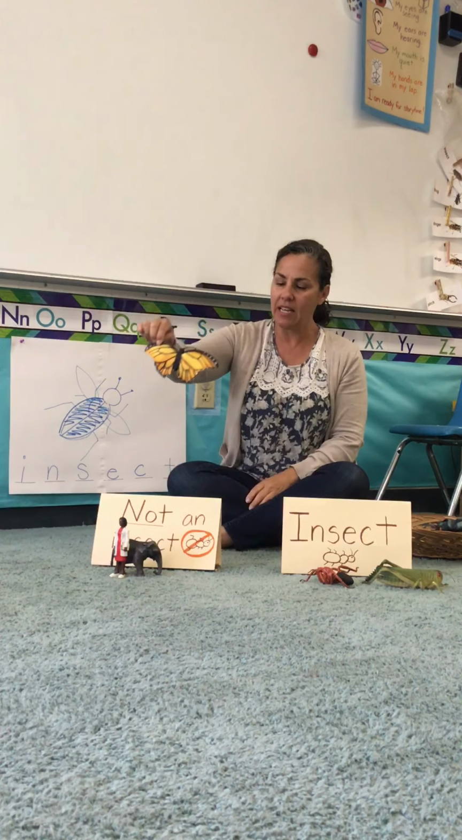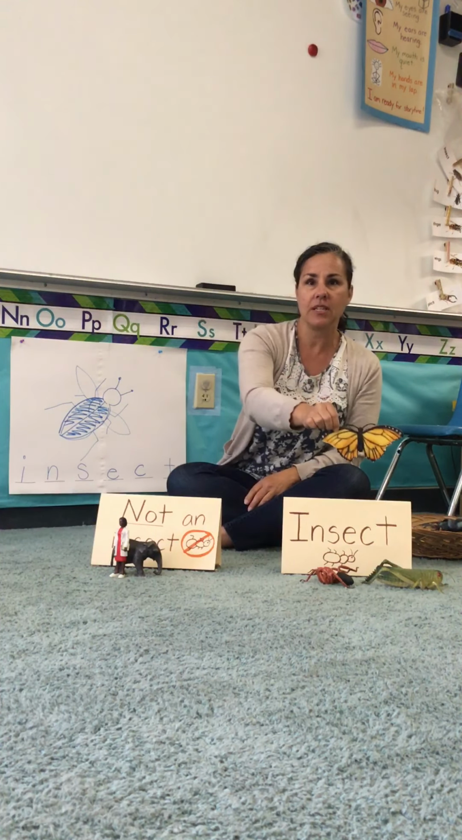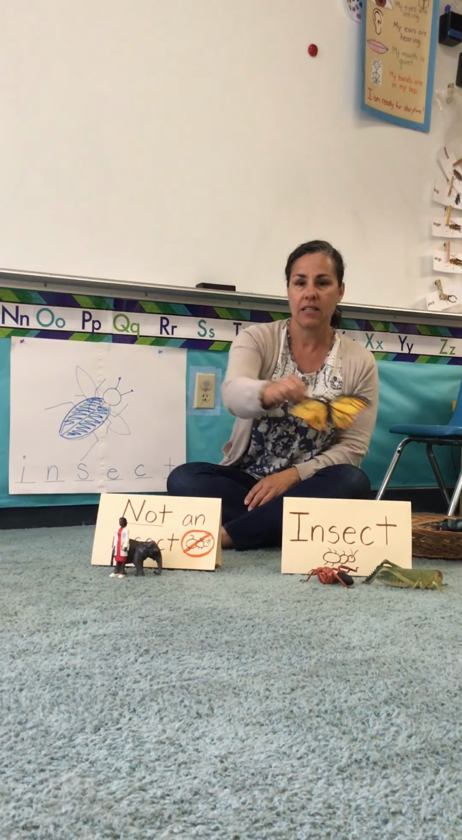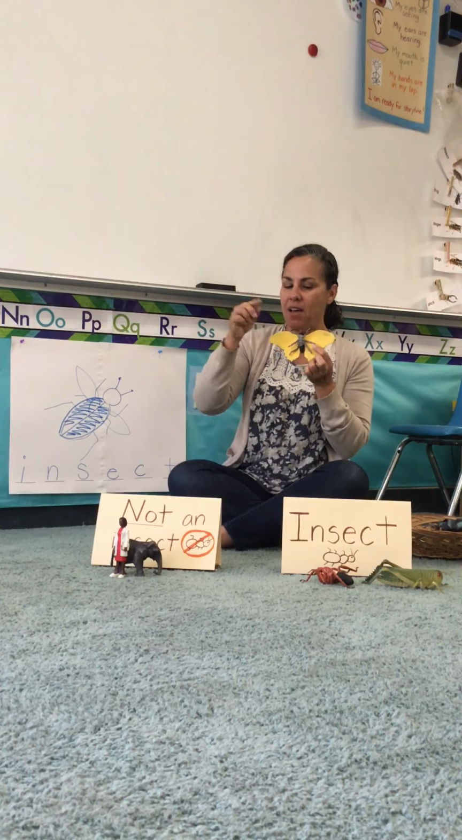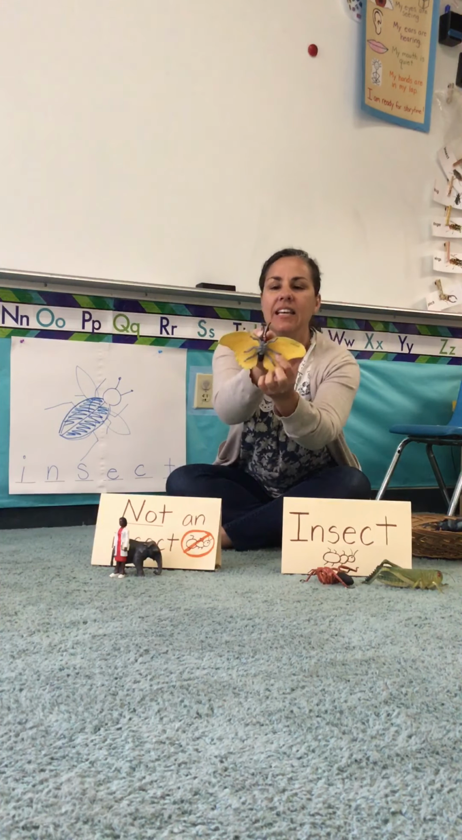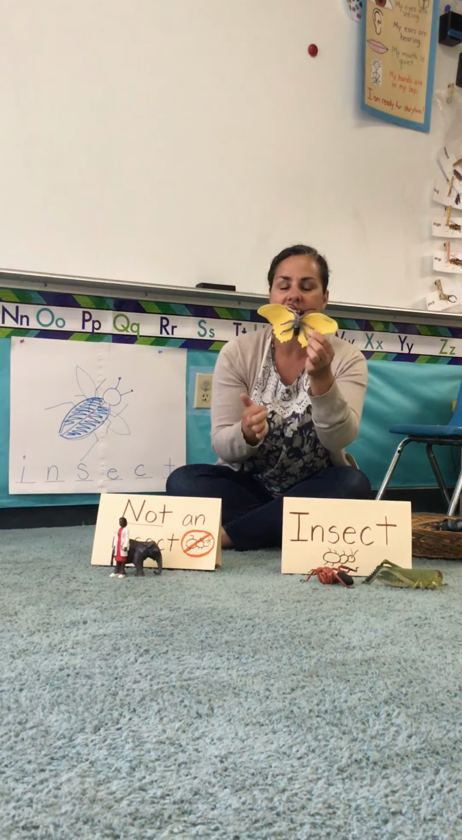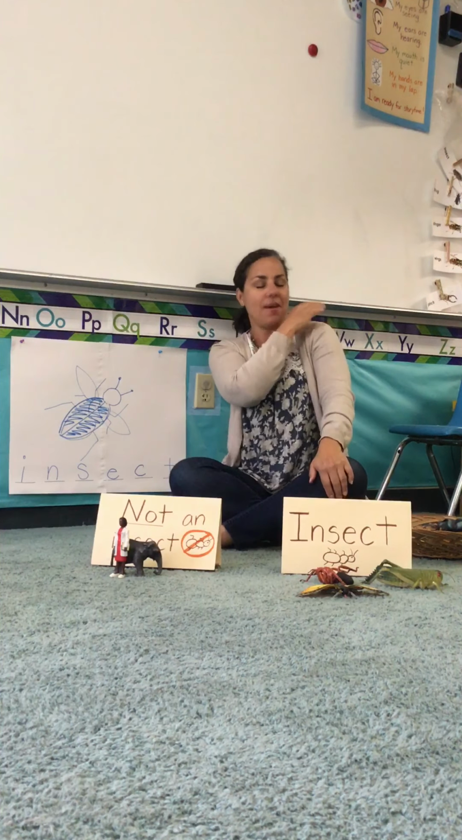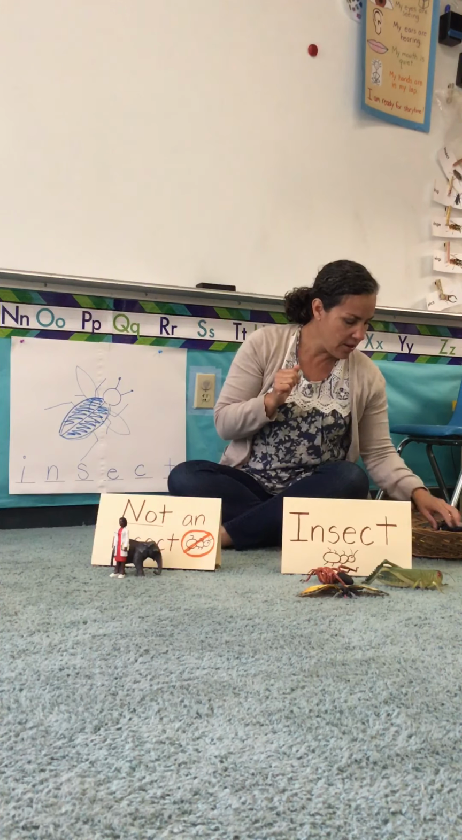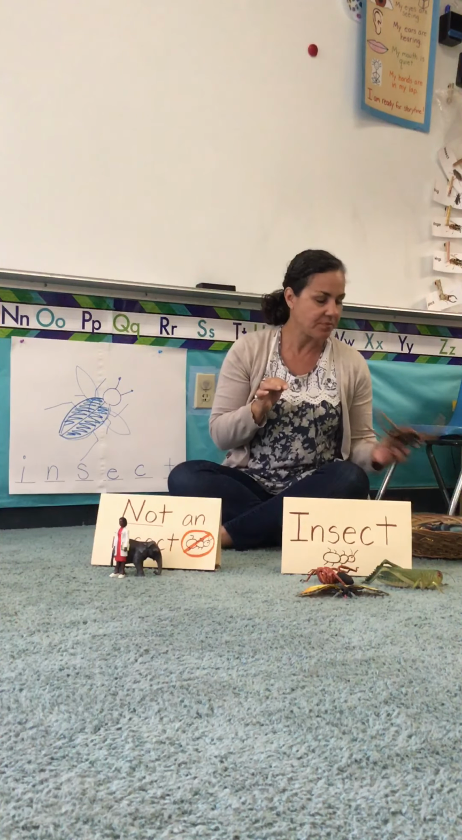You're going to help me decide. Does it go here, not an insect or an insect? 3 body parts. Antenna. 6 legs. Must be an insect. Did you say insect? Good job. Let's do 2 more and then we'll be done, okay?